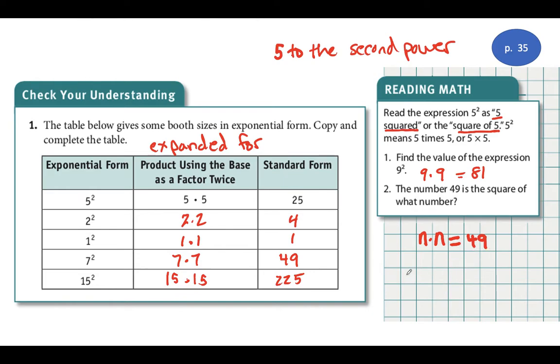And the way you do this is you guess, right? Guess a number. How about 5? Well, 5 times 5 is 25, so that's too small. So guess a bigger number. 6 times 6 would be 36. That's still too small. 7 times 7 is 49. So 7 would be the side length of a square that is 49 square feet in area.